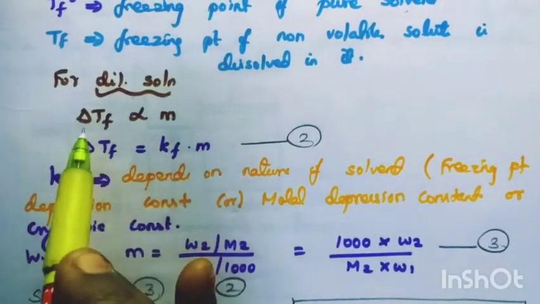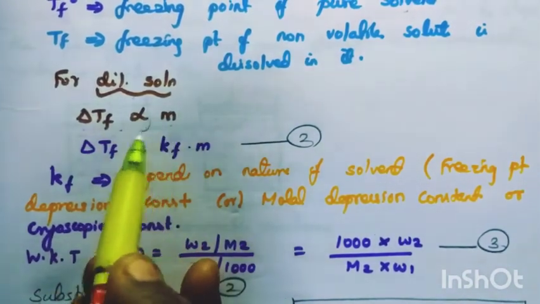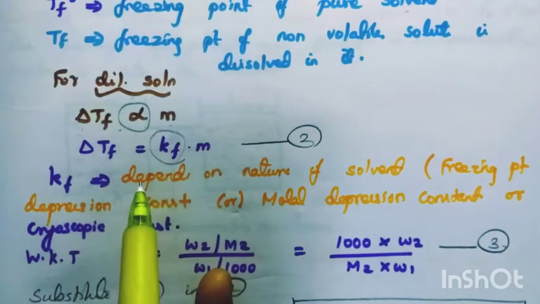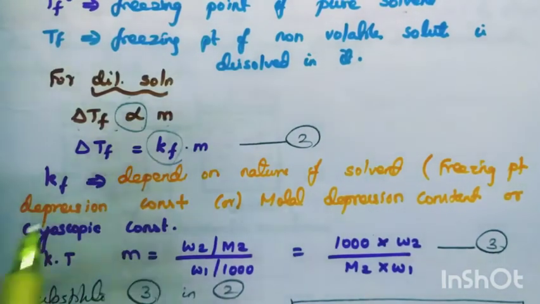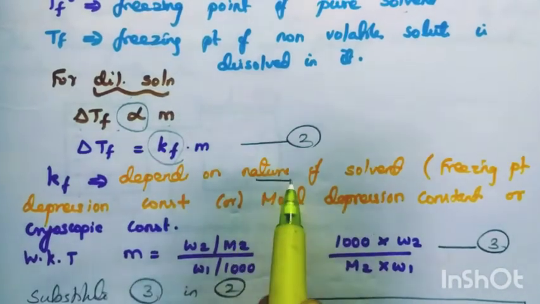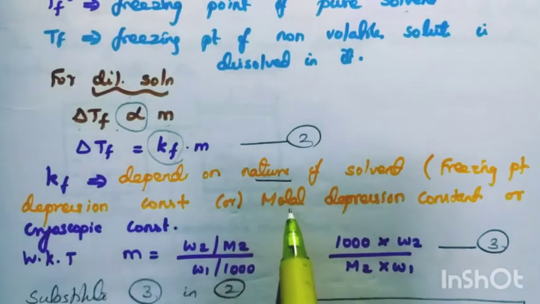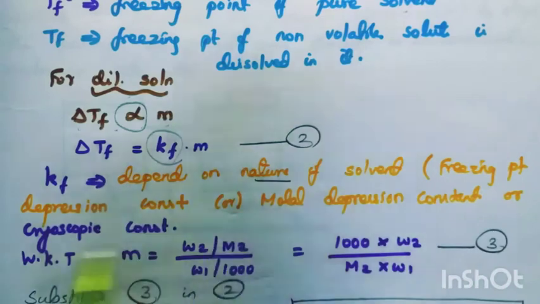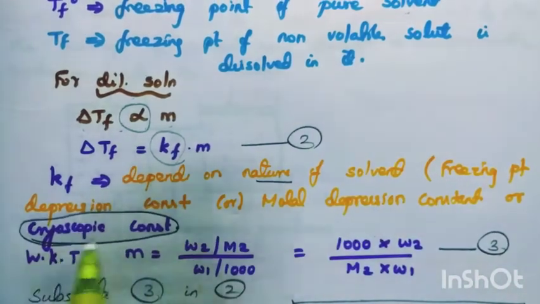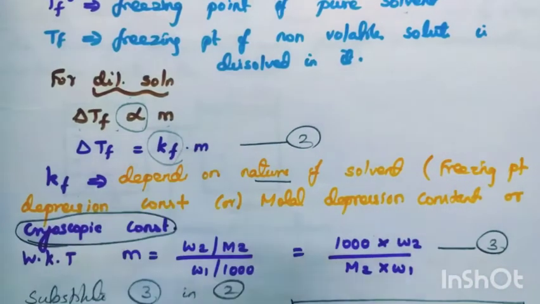For a dilute solution, delta Tf is proportional to m. The proportionality constant is Kf, instead of Kb. Kf depends on the nature of the solvent. It is called the cryoscopic constant, while Kb is called the ebullioscopic constant. Here it is a cryoscopic constant.